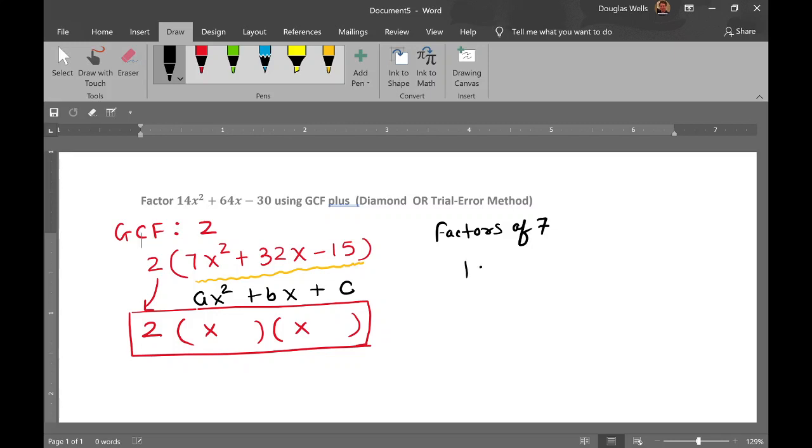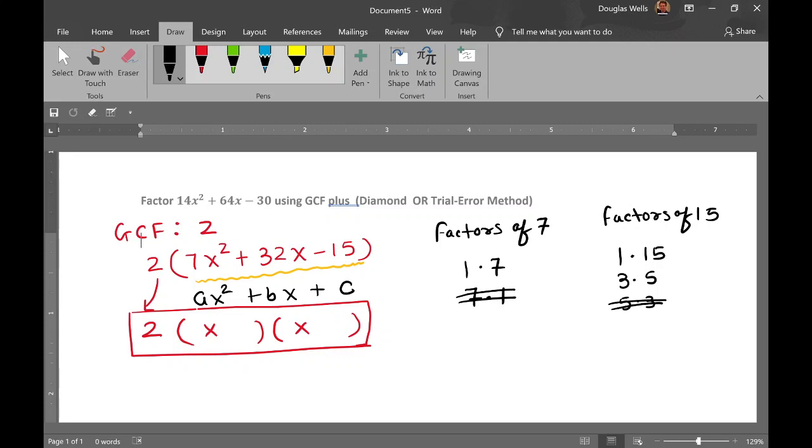Those are 1 times 7 and 7 times 1, which are exactly the same, so it's just one pair of factors. Now we're going to look at factors of 15, not negative 15, but just 15. Those are 1 times 15, 3 times 5, and 5 times 3. Again, these are repeating, so we just have two pairs of factors, 1 times 15 and 3 times 5.